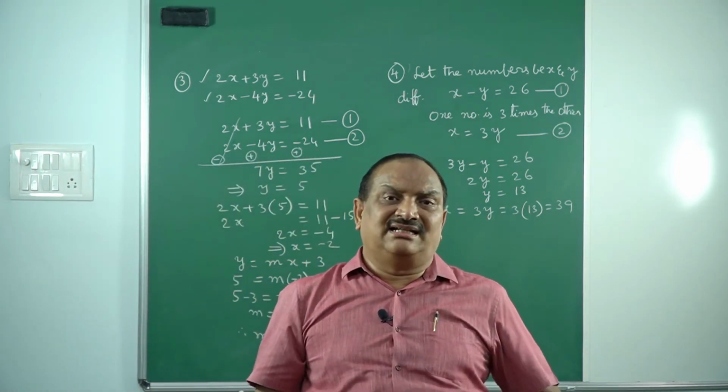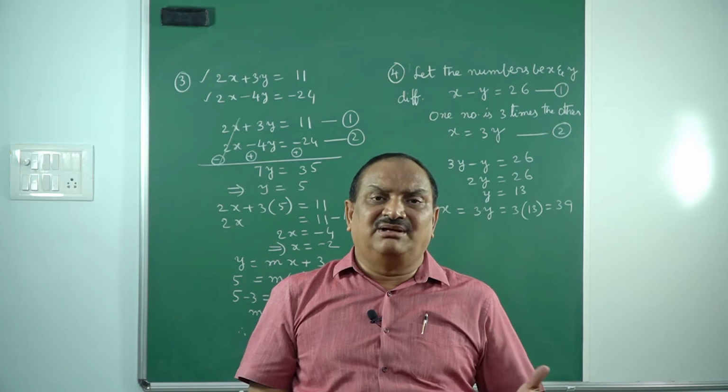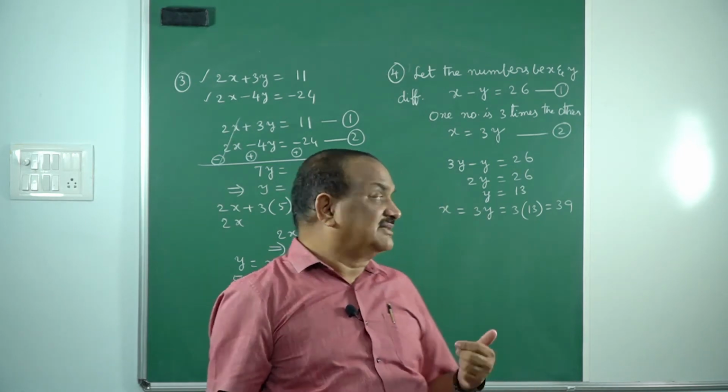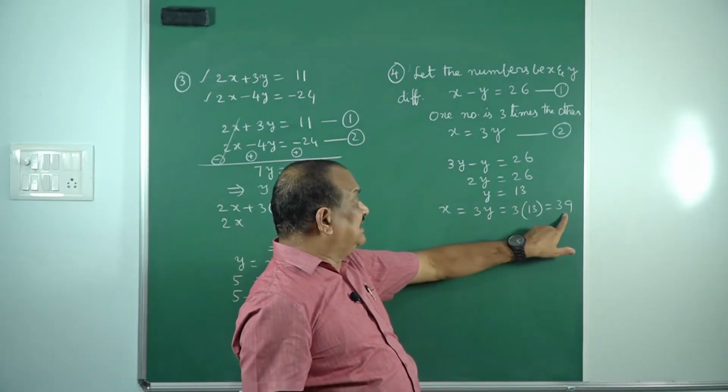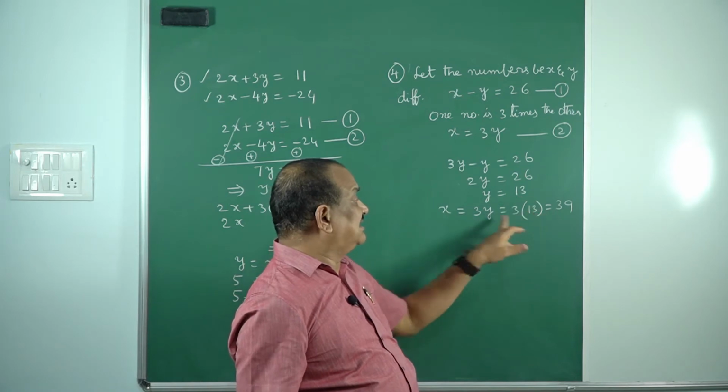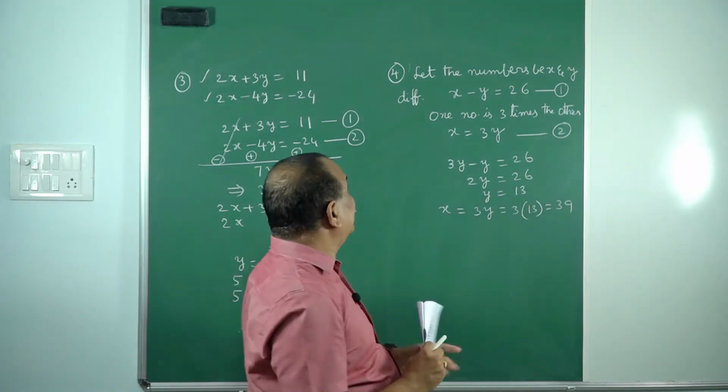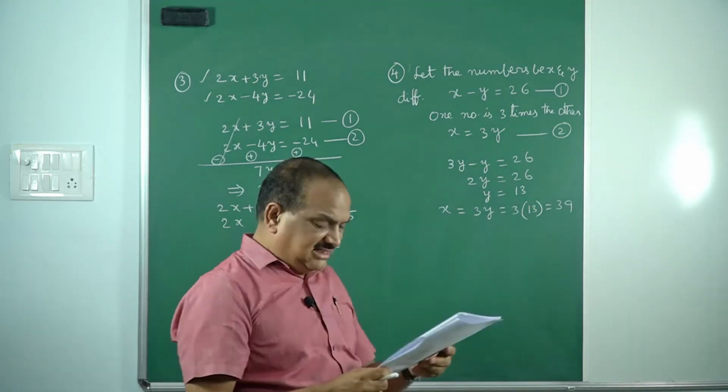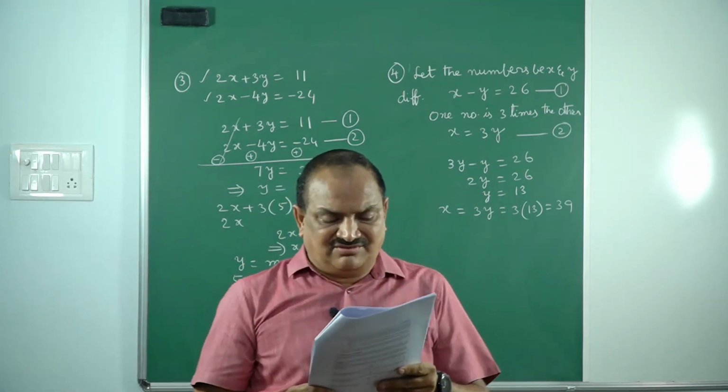How do we understand that? The difference is 26, 39 minus 13. And the second thing is 39 is 3 times this 13. Larger number is 3 times the smaller number. I take, say, the third bit of the third question here.